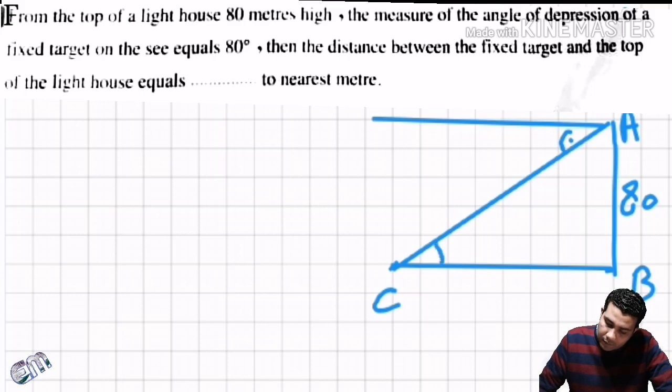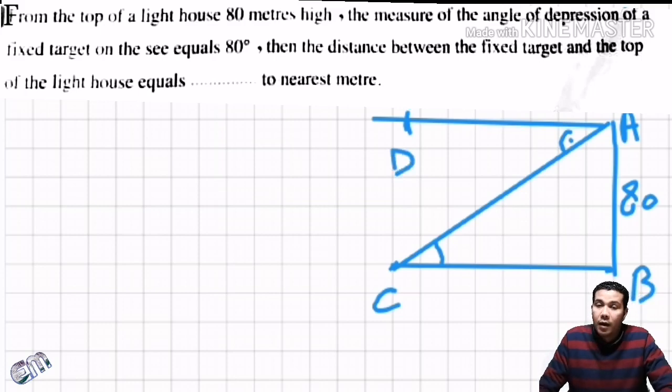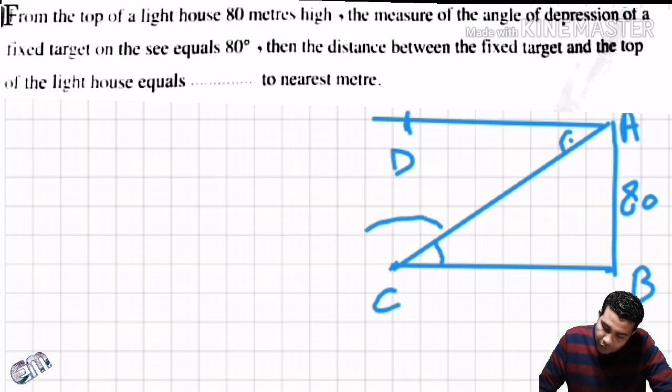And angle C equals angle DAC, alternate angles. Therefore, C equals 80. Measure of angle C equals 80.